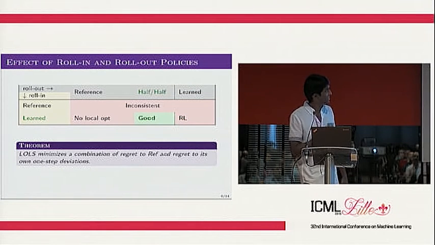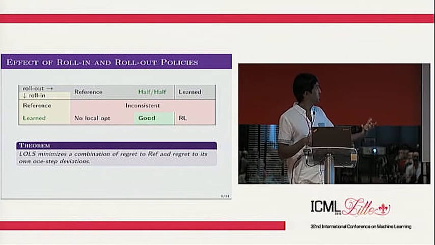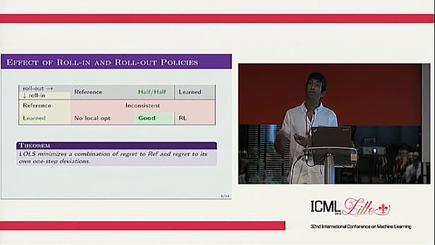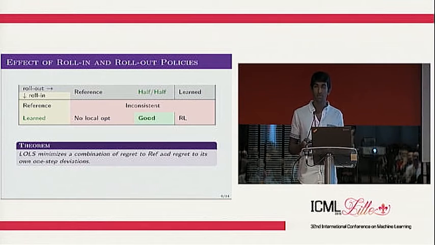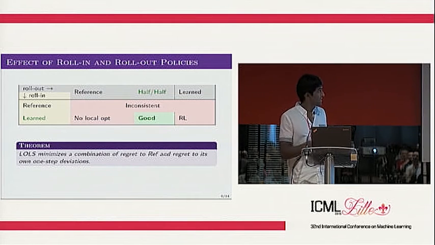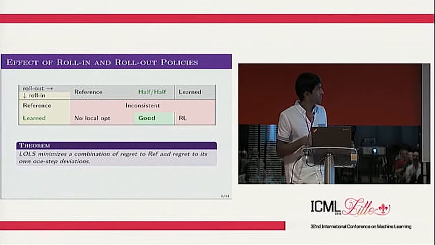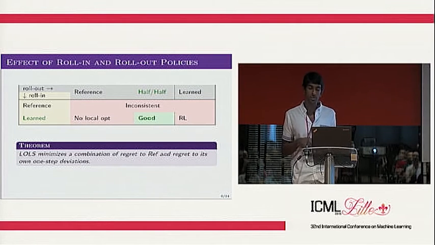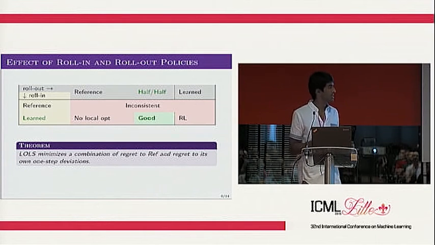And the good case, the last one on the slide, is when you roll in with the learned policy and you roll out with this mixture. 50% of the time you roll out with the reference, and 50% of the time you roll out with the learned policy. And this is our algorithm, which we call LOLS, for locally optimal learning to search. And we can prove that it minimizes a combination of regret to the reference and regret to its one-step deviations.